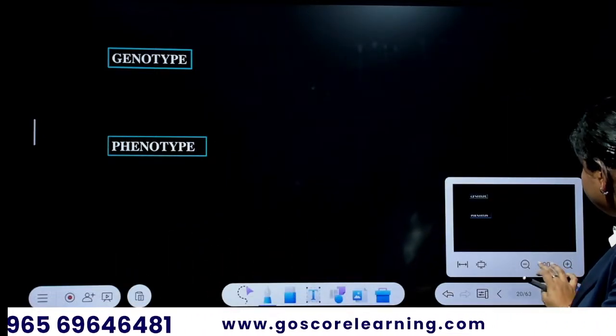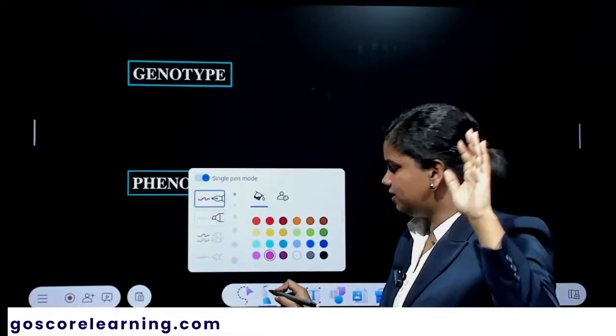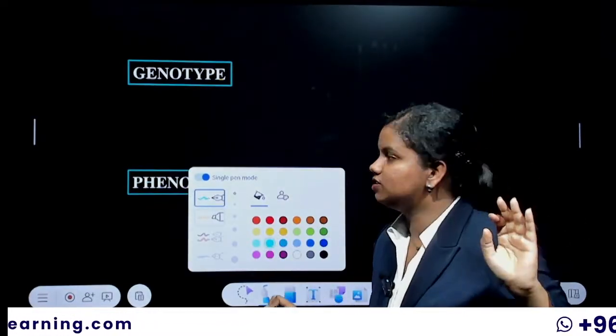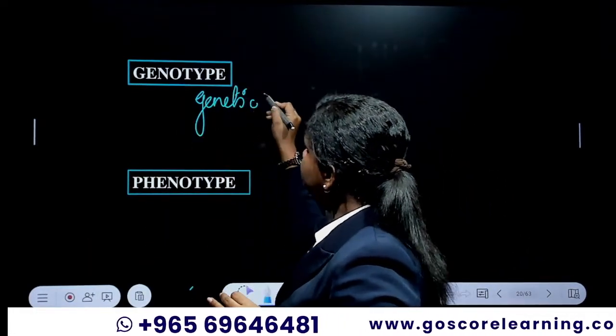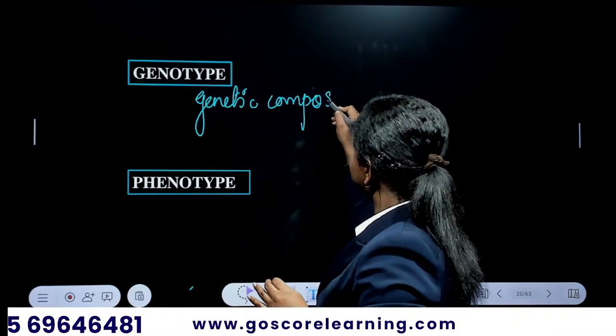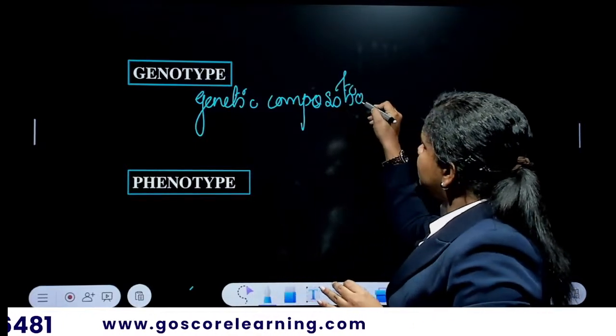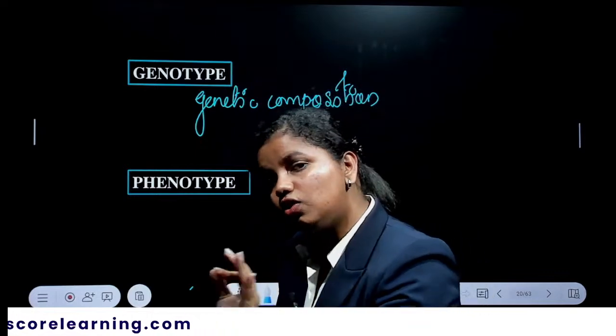Okay, it is a very simple idea. It's a very simple concept. Just the terminology is kind of very big, but it's a very simple concept. Genotype, something related to your genes, right? So genotype is nothing but the genetic composition. Yes, the genetic composition of an organism is what you call the genotype.